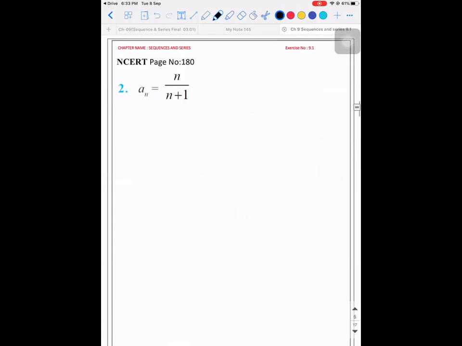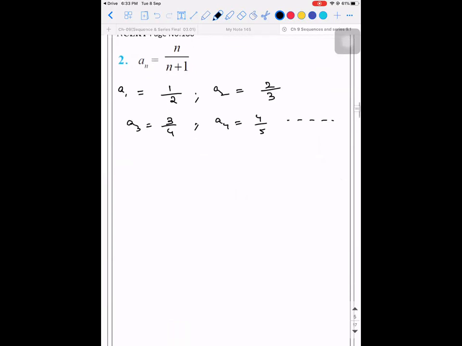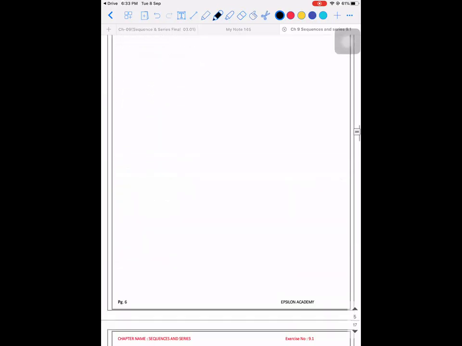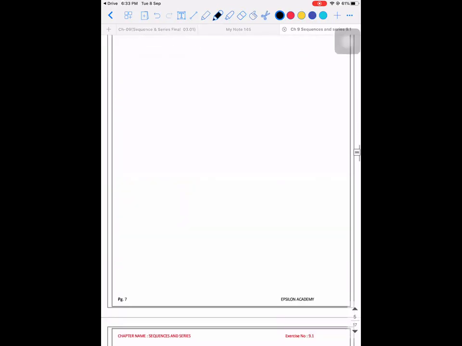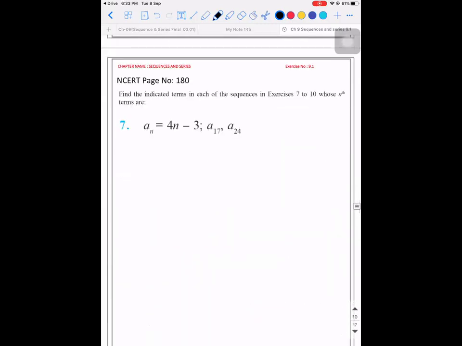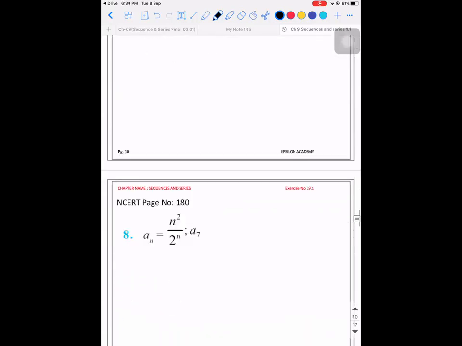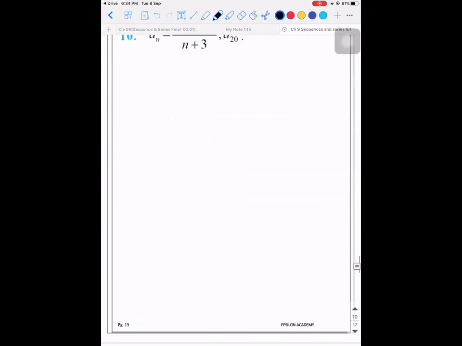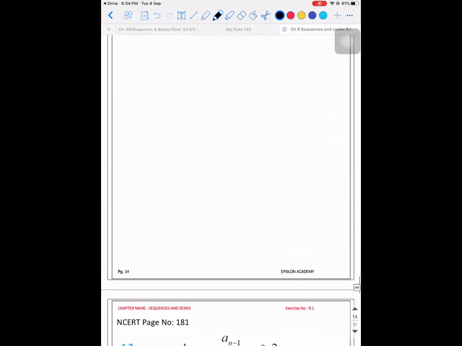Okay. So an is equal to n divided by (n plus 1). So a1 is 1 by 2. a2 is 2 by 3. a3 is 3 by 4. a4 is 4 by 5. It keeps on going like this. Okay. So I hope you can solve this exercise. You just have to substitute the numbers and then do it. Let's not waste much time on this. Shall I move on to the next exercise then?